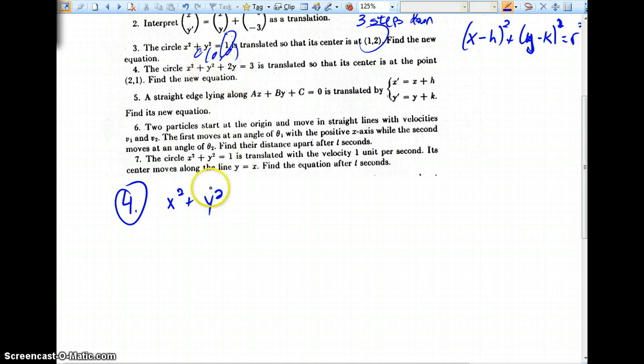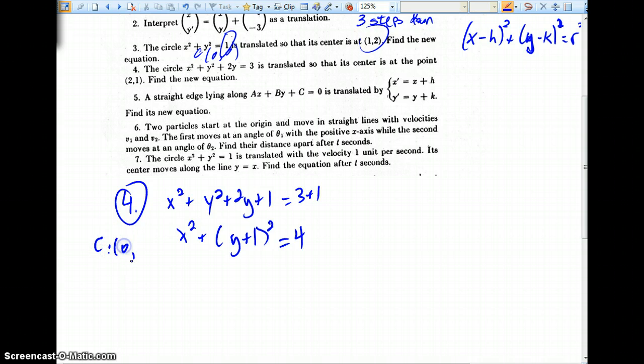We've got y squared plus 2y. Well, take half of that linear term, you'll get 1. 1 squared is a 1, but you have to add a 1 to the right side simultaneously. We can see by factoring that we have a center at (0, -1). We also have a radius of 2. Remember, it would be 2 squared.